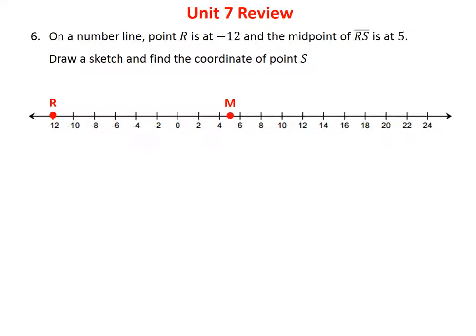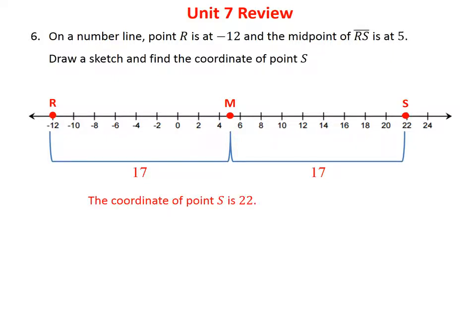All I have to do in this problem is sort of count. If I draw this bracket here, I realize that going from -12 to 5 is 17. I mean, 5 minus -12 is 17. All I have to do now to find the endpoint is just add that to the other side. So 5 plus 17 gets me to 22. So the endpoint of RS, or the point S, is at the point 22.